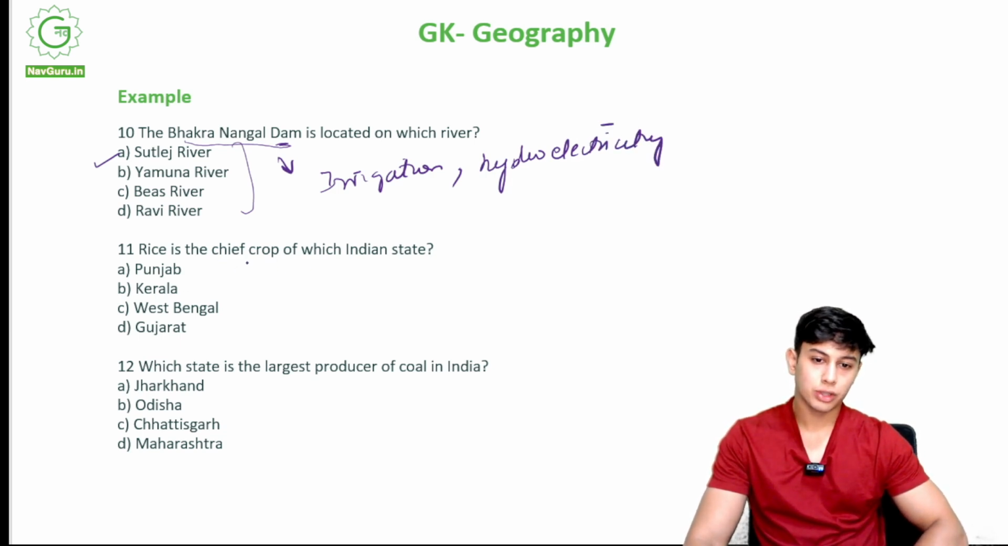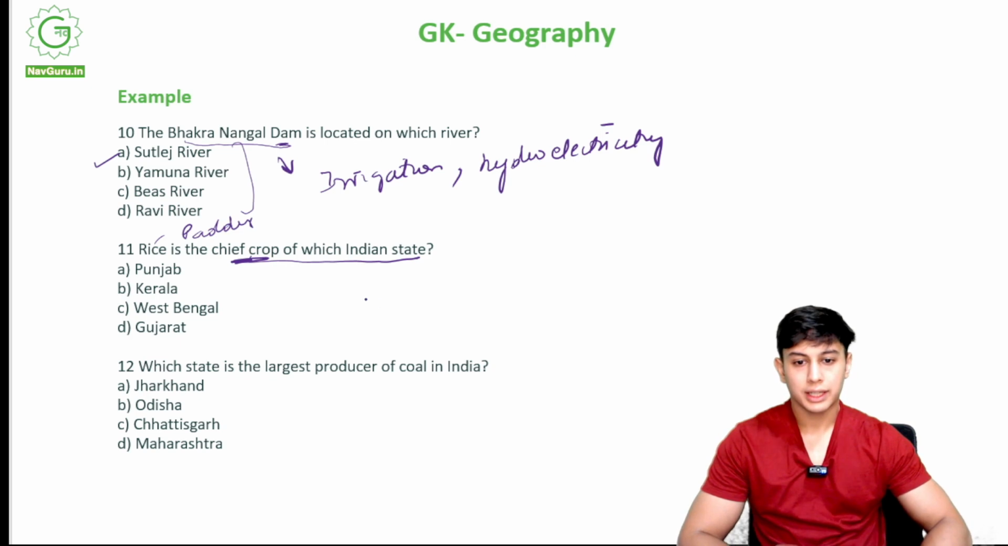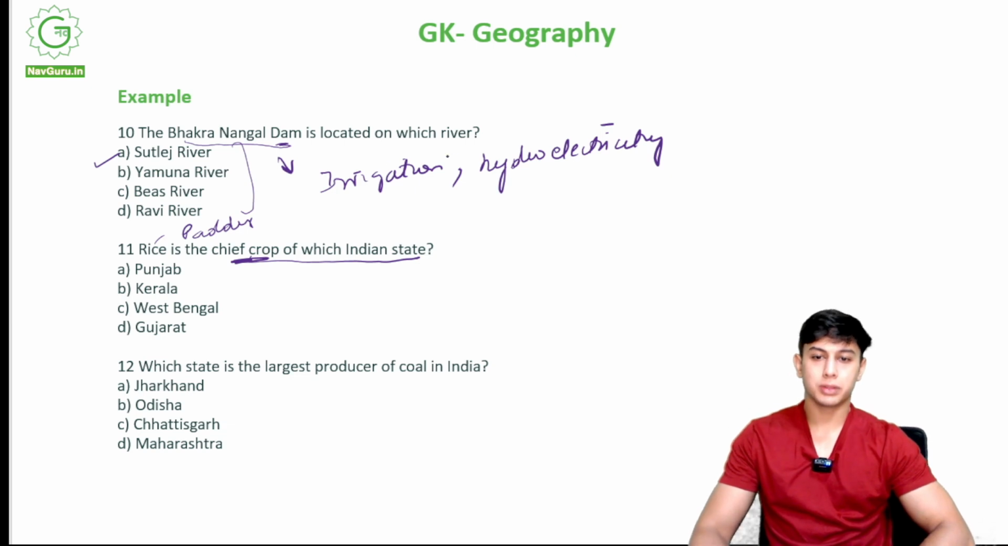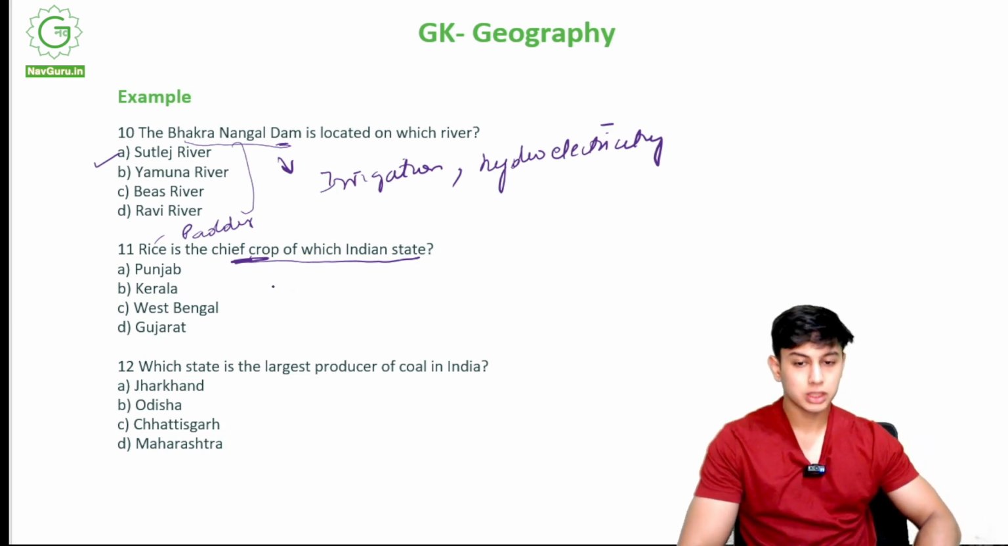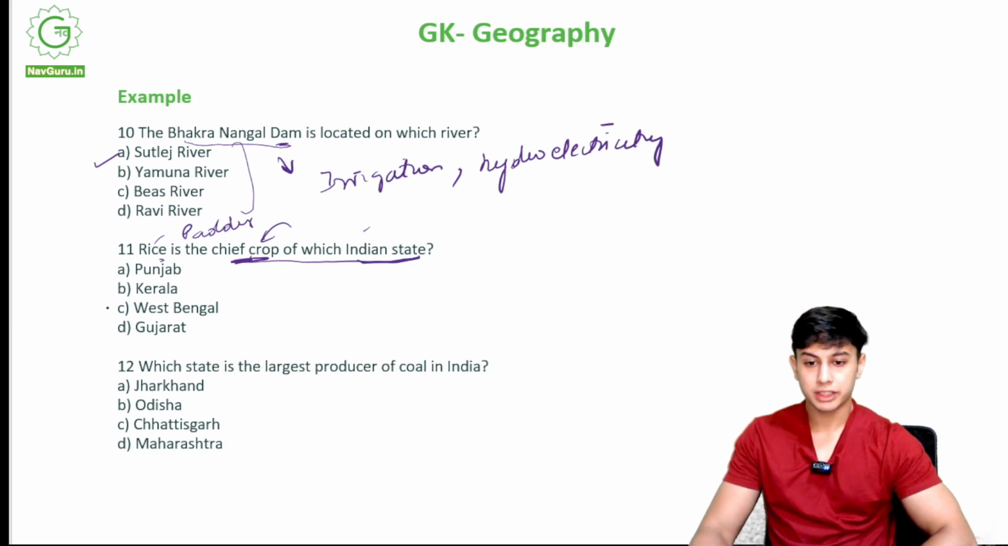Rice is the chief crop of which Indian state? So rice means paddy. Chief crop means it is the highest produced crop of which Indian state? Is it Punjab? Is it Kerala? Is it West Bengal? Is it D, Gujarat? So rice is produced in many states. Like it is produced in Punjab, it is produced in UP. But which state has the chief crop as rice? Okay, so you understand the question. Which Indian state has its chief crop as rice? It is C, West Bengal.